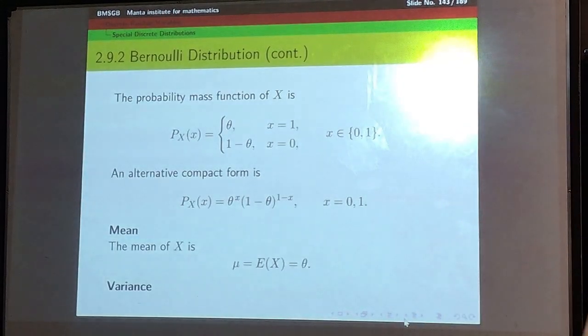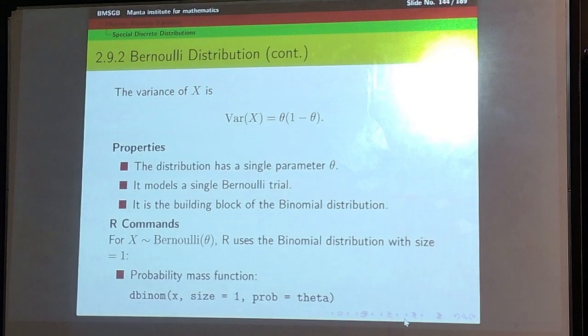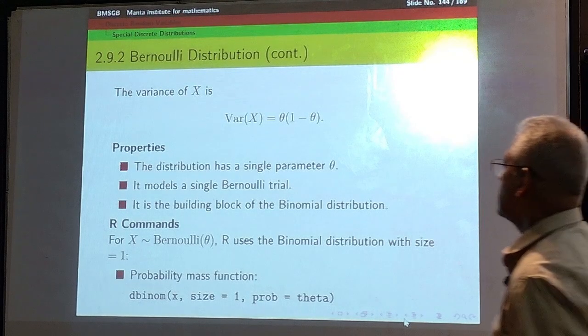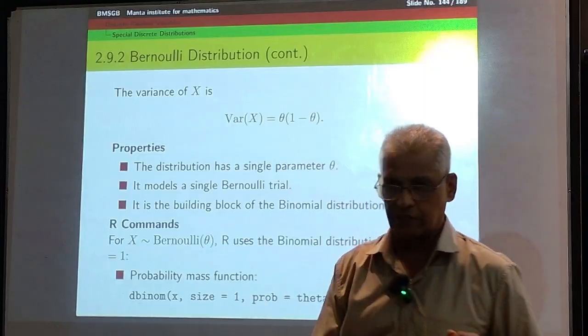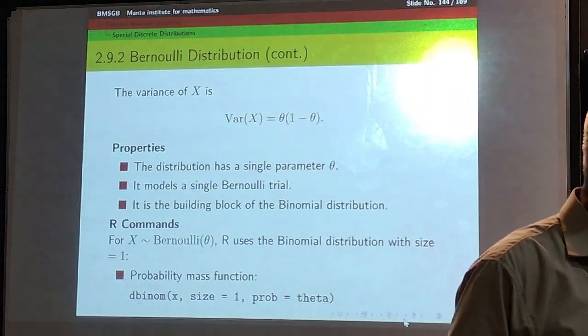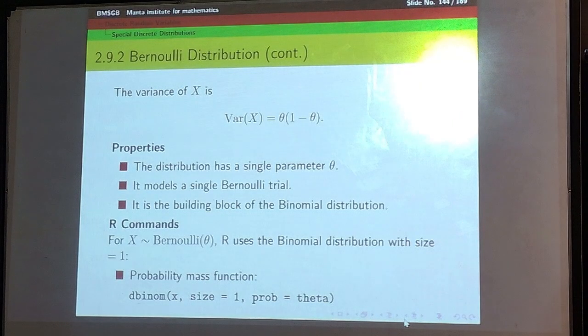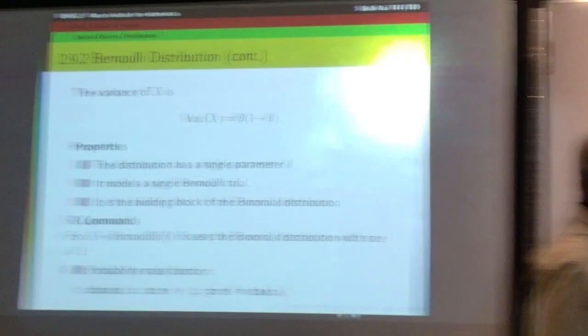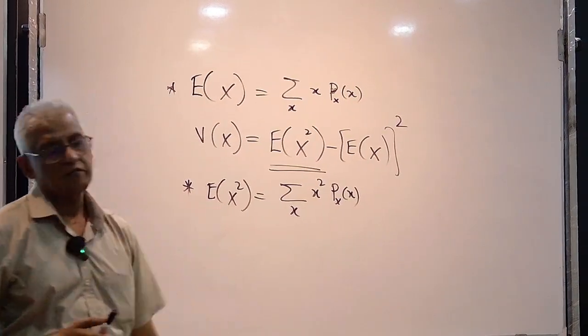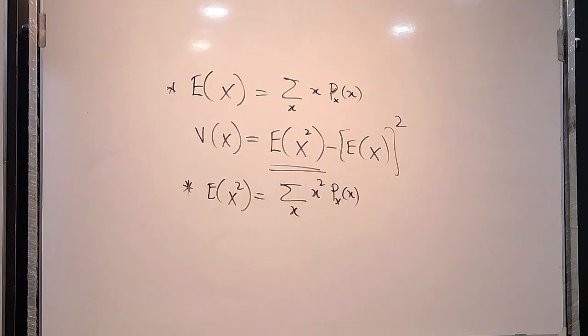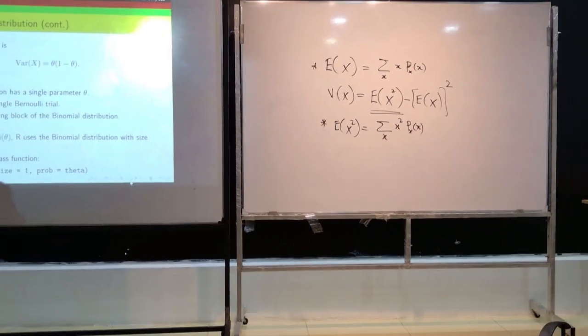And then we can show that if X has a Bernoulli theta distribution, then the variance will be equal to theta times 1 minus theta. So how do we derive that? In order to derive that, actually it's easy if you use this formula here. So for that we need expected value of X squared. So what will be the expected value of X squared in that case?